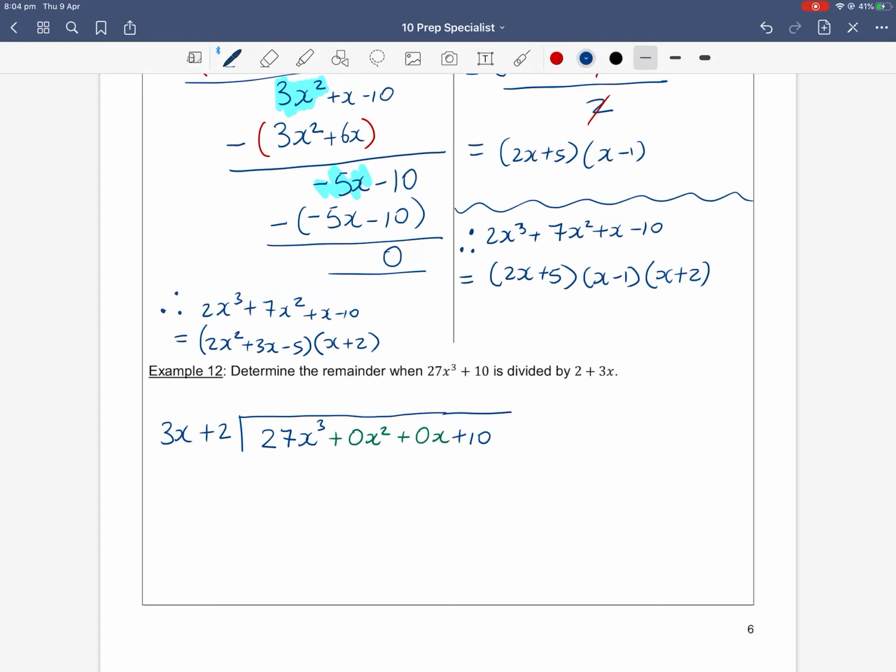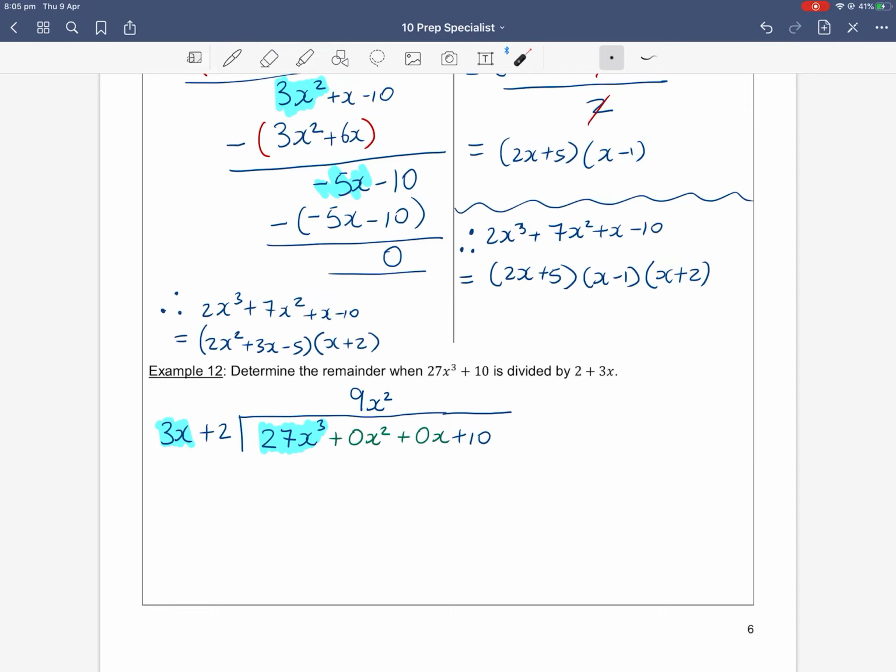Now we just need to divide. So first look at the highest power for both your dividend and your divisor. In this case it's 27x cubed and 3x. So you're thinking, 3x times what gives me 27x cubed? Well, 3 times 9 gives me 27, so it's 9 something. x times x squared gives me x cubed, so I need a 9x squared. And you see how because of the placeholder, I align the x squared with the x squared placeholder.